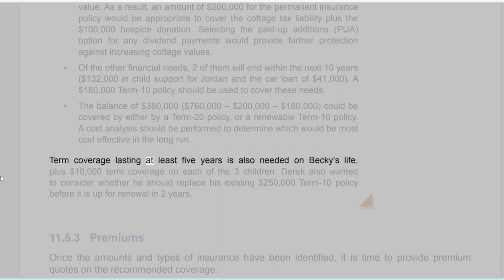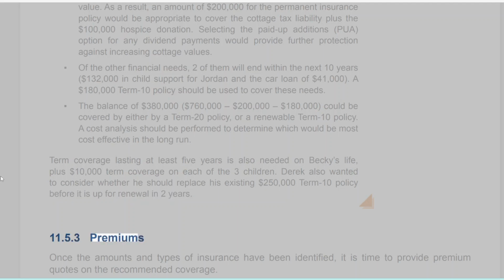Term coverage lasting at least 5 years is also needed on Becky's life, plus $10,000 term coverage on each of the 3 children. Derek also wanted to consider whether he should replace his existing $250,000 term 10 policy before it is up for renewal in 2 years.